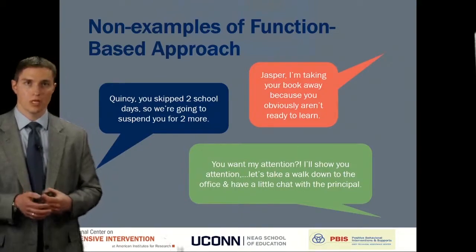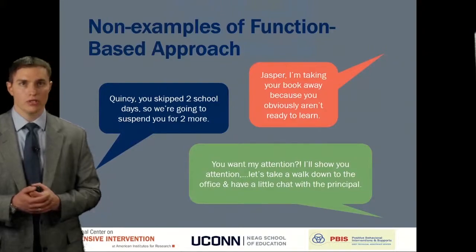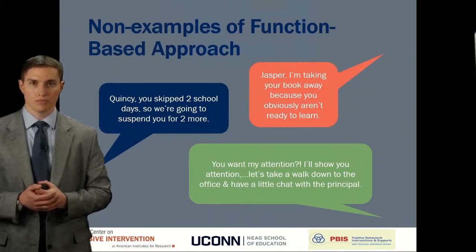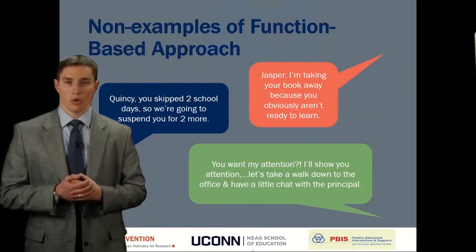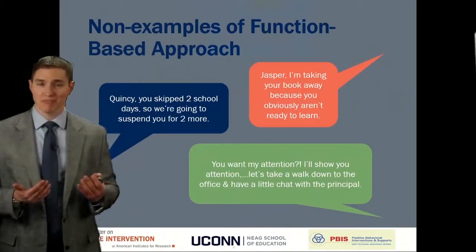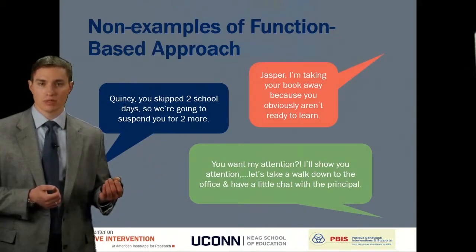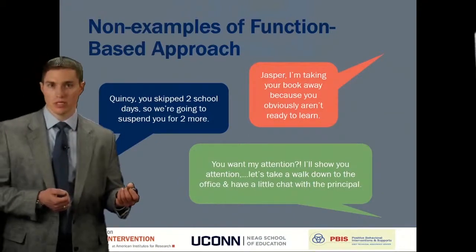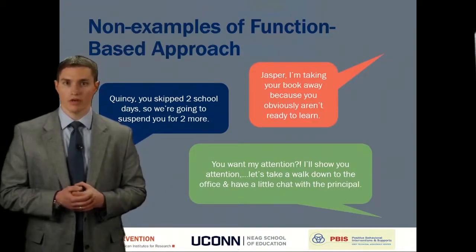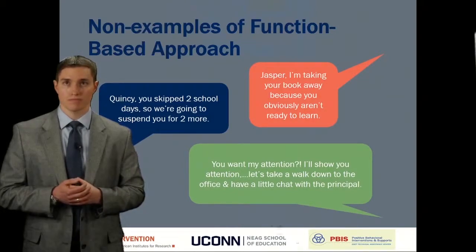So first, in the top right, in the orange box, we have Jasper. "I'm taking your book away because you obviously aren't ready to learn." In this situation, Jasper may be acting out in order to what? Escape the book, escape that aversive. So by taking away that book from Jasper, potentially what we're doing as a teacher is inadvertently reinforcing the future likelihood of that inappropriate behavior. So that would be an example, or a non-example, of a function-based approach.